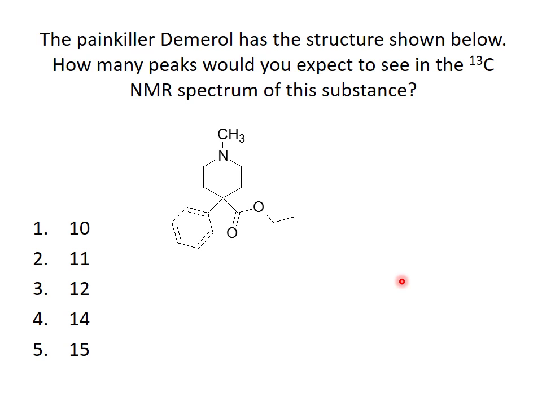Demerol has this structure. How many peaks would you expect to see in a C13 NMR? There's a lot of carbons here. Let's go ahead and look. 1, 2, 3, 4. This is symmetrical, so 5, 6, 7. This is symmetrical, so 8, 9, 10, 11. You would expect to see 11 peaks.